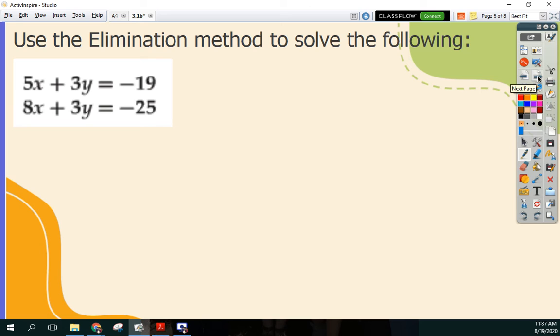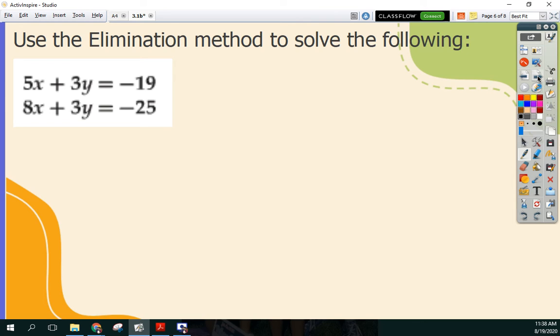So we have 5x plus 3y equals negative 19 and 8x plus 3y equals negative 25. And my directions say to use the elimination method to solve the following. So I want to use the elimination method. So again, just like with substitution, one of our variables might be easier to use than the other. And most of the time, that's going to be dependent upon what our coefficients are.